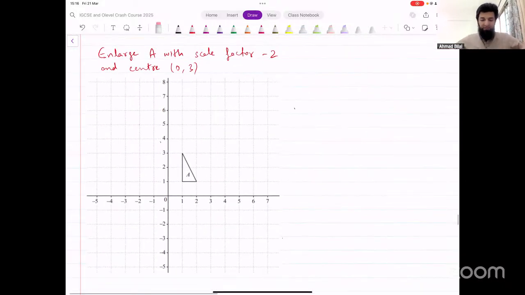Enlarge A with scale factor -2 and center 0, 3. What's the center? It is now 0 and 3. That's this point here. The scale factor is now negative. What happens when the scale factor is negative? Let's think about this now.